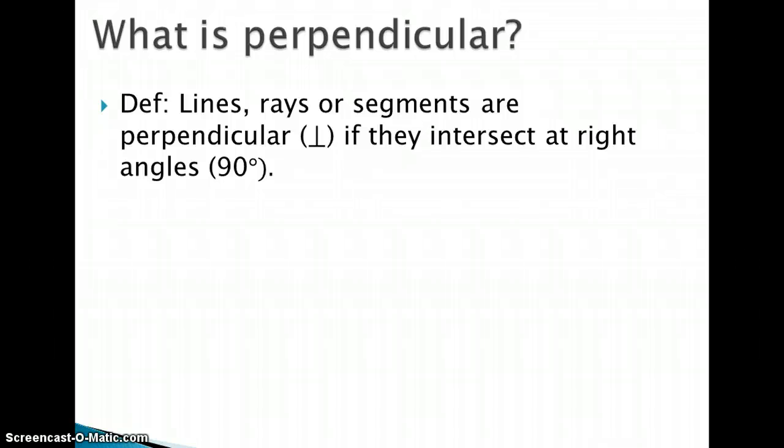Perpendicular is defined as this. Lines, rays, or segments are perpendicular if they intersect at right angles, and in some cases it's going to be more convenient for us to say that they intersect at 90 degrees. Now, if we're talking about a geometric proof, right angles is generally going to be better for us. If we're talking about algebra-based problems, we're going to most often use the fact that they form 90-degree angles to solve those.